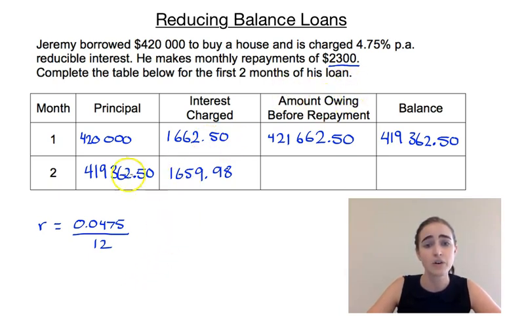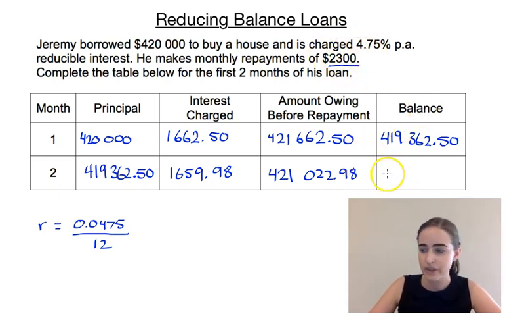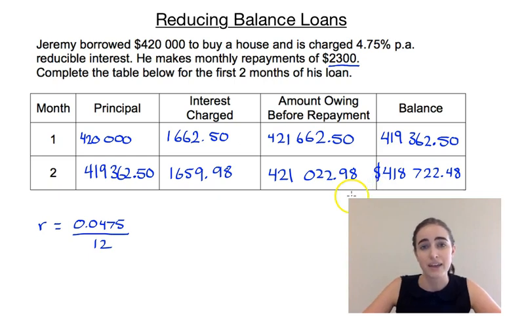So the amount he now owes is our principal for the second month plus the interest charged, which would give us $421,022.98. Then he's going to pay back that $2,300 again, and we'll be left with $418,722.48. So that's at the end of the second month. That's what he's still got left to pay. So that's one example of a reducing balance loan.